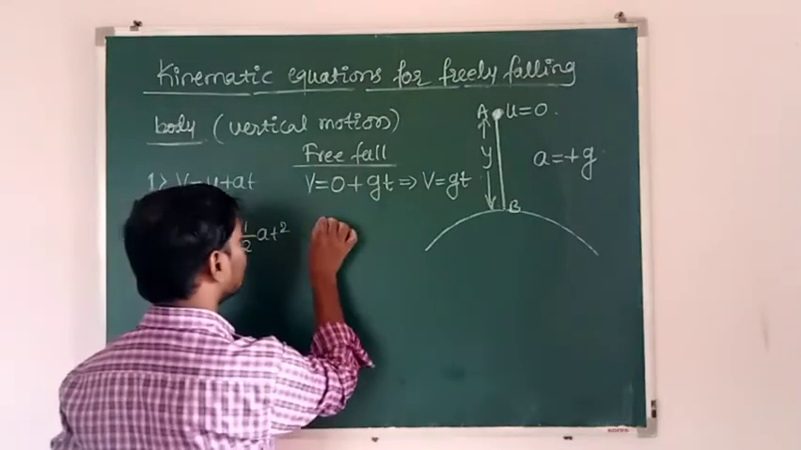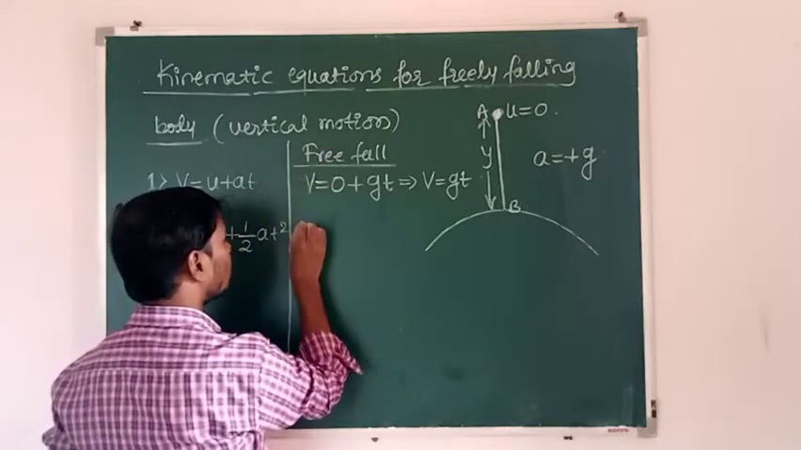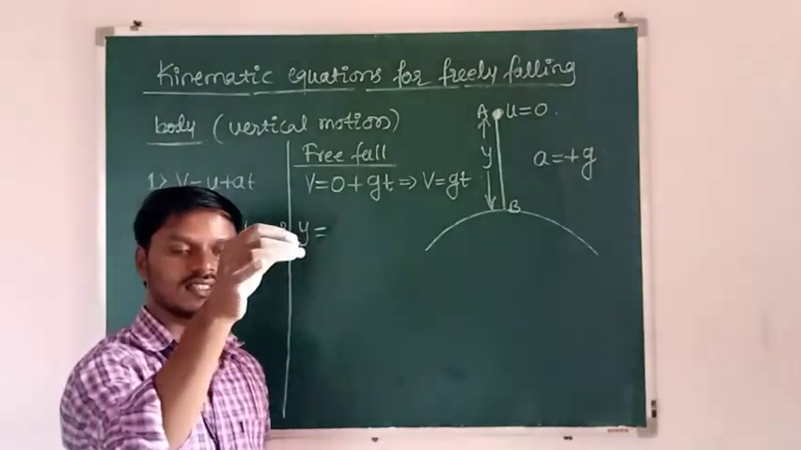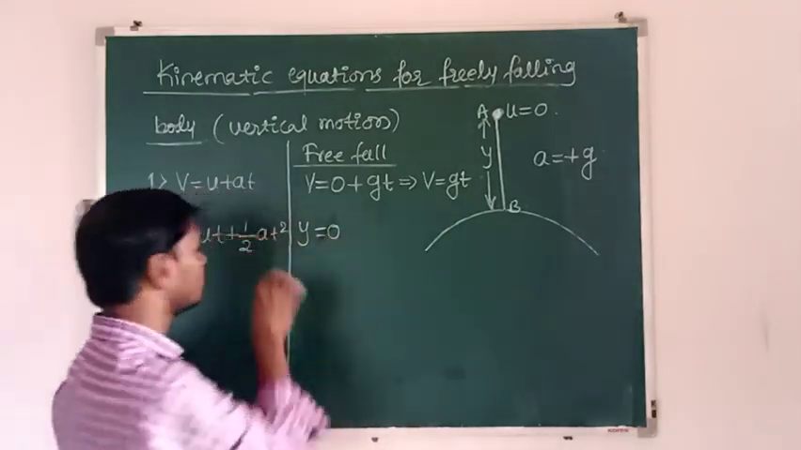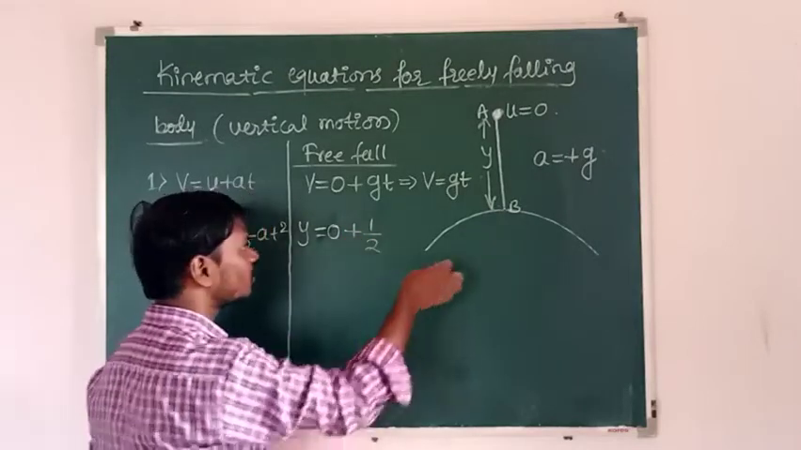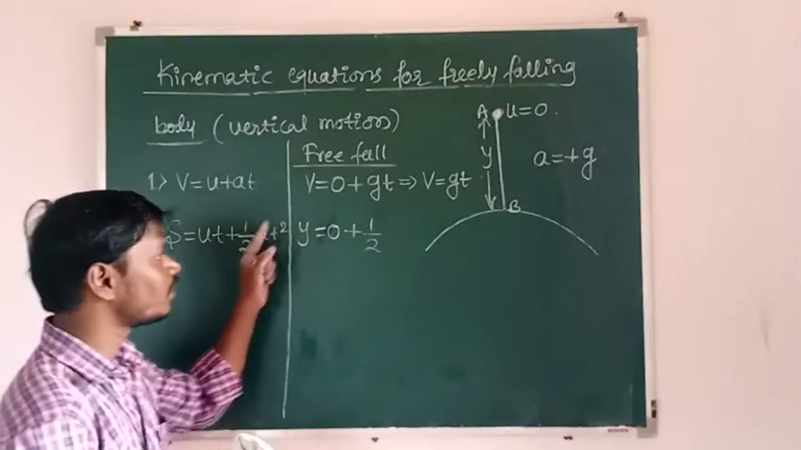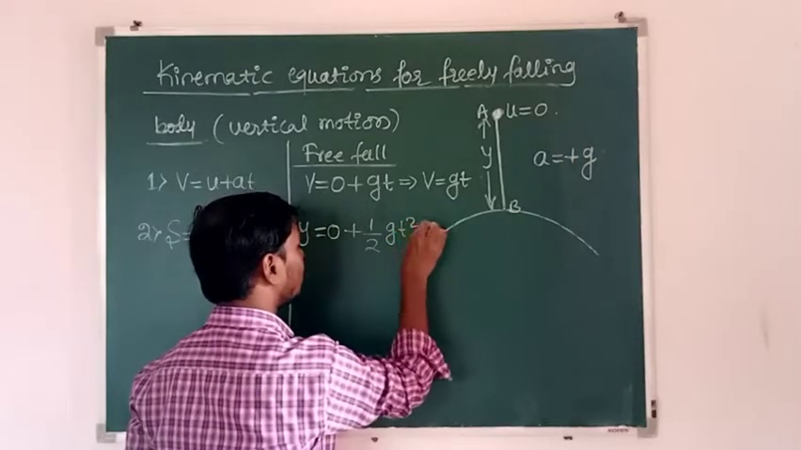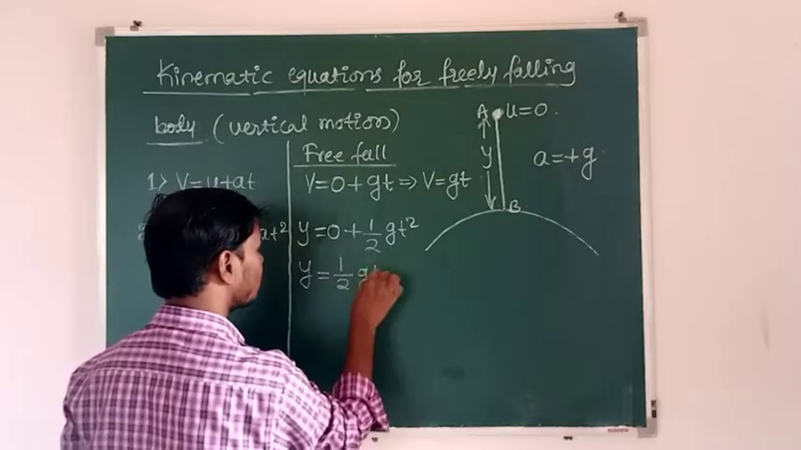Okay, then y is equal to, all right, y is equal to u, which is 0 because initially this body is at rest, so its initial velocity is 0. Then 0 into time is again 0, plus 1 by 2, here the acceleration produced in the body due to the earth's gravitational force can be replaced by plus g, then 1 by 2 g t square. So this equation can be written as y is equal to 1 by 2 g t square.